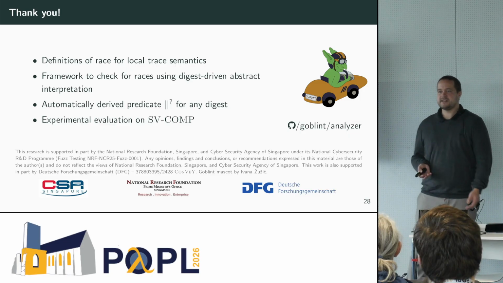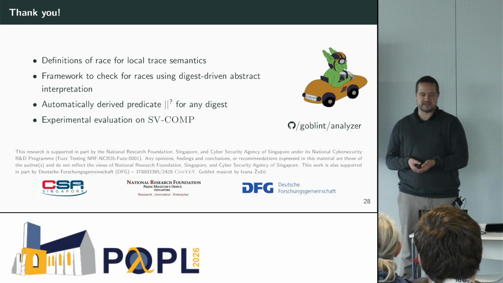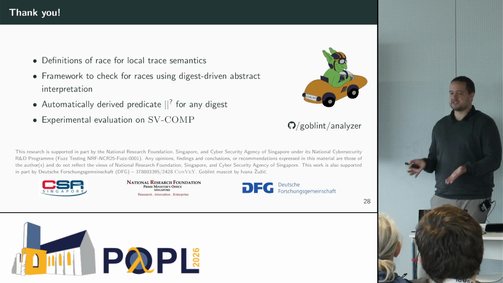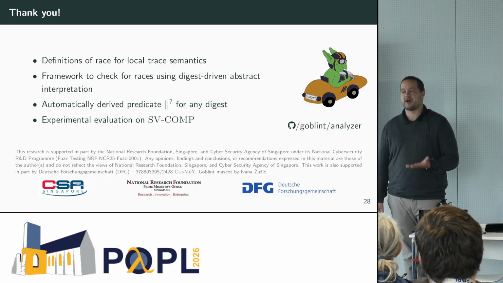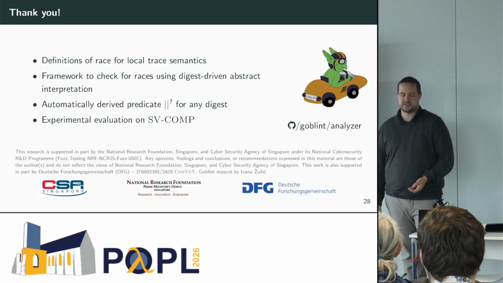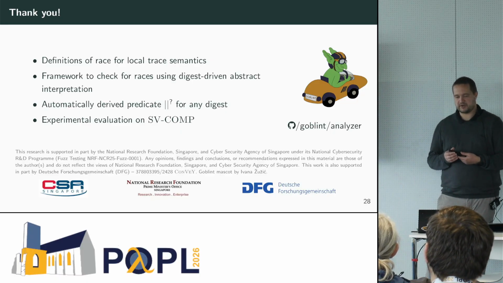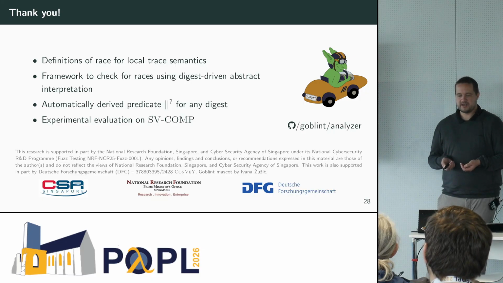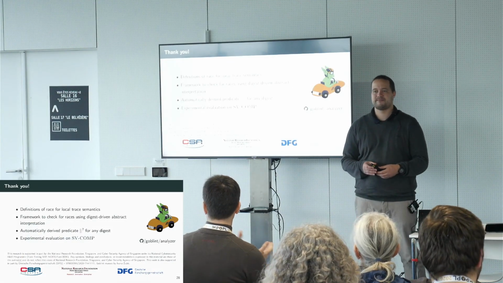So what we have seen here are the definitions of race for this local trace semantics. We have seen a framework to check for races using this digest-driven abstract interpretation. We have seen how we can automatically derive this predicate to benefit from any digest that your analysis implementers have provided. And we have seen that sometimes you might want to do bespoke definitions. We've also seen a little bit of the experimental evaluation on this SV-COMP benchmark set. And with this, I'd like to thank you for your attention, and I look forward to any questions you may have.